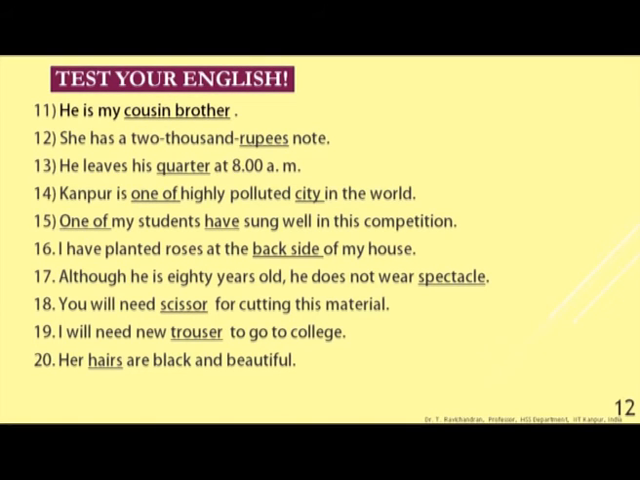Sentence 14, Kanpur is one of highly polluted city in the world. I have underlined 2 sets of words, one of as well as city, because you have to see them together, and then enough clue I have given for you to identify the correct one. 15, similar to the previous one, of my students have sung well in this competition. Underlined words, one of and have.